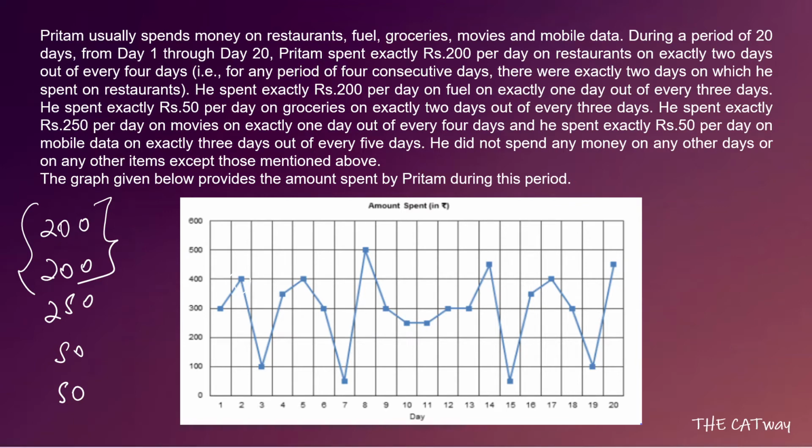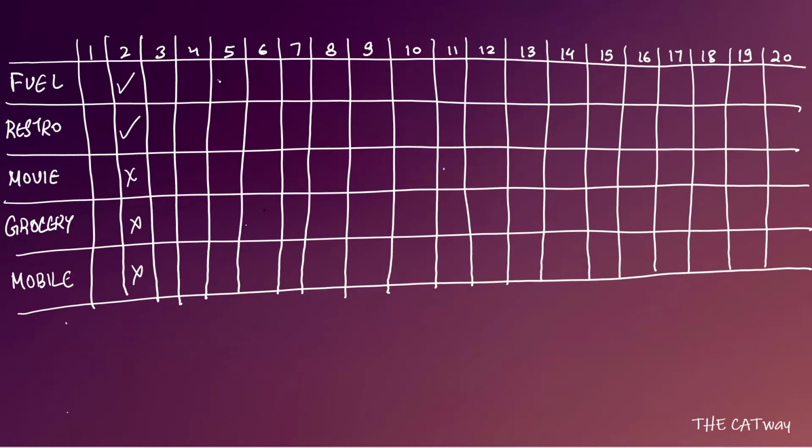That is, for day 5 also we can fill, and for day 17 also we can fill the same data. So day 5 and day 17. Okay, so day 17 is also done. Others will not be spent on that particular day.